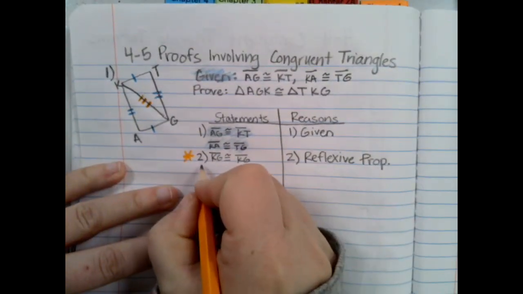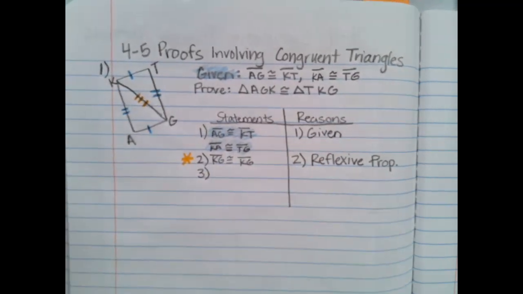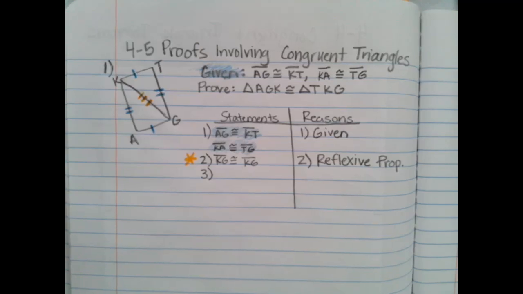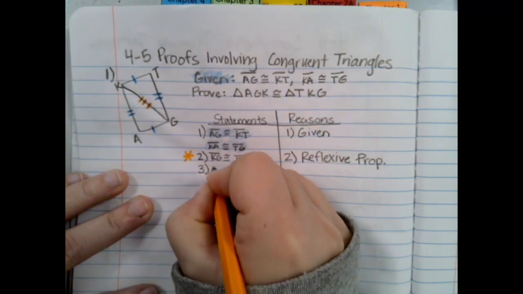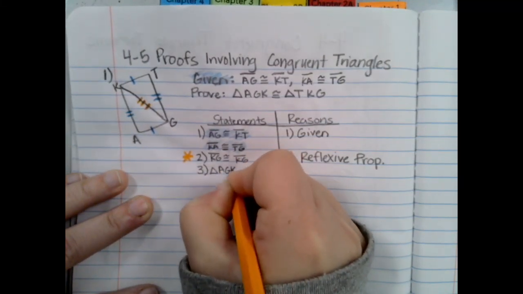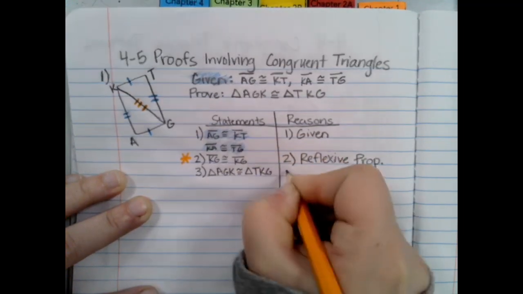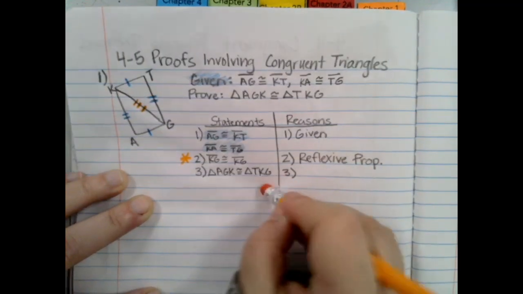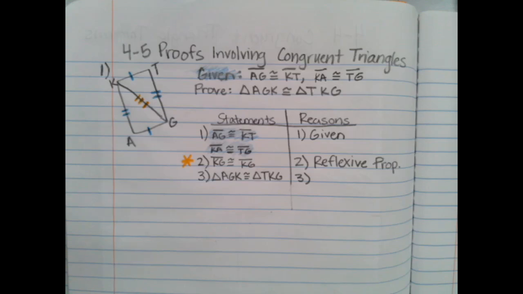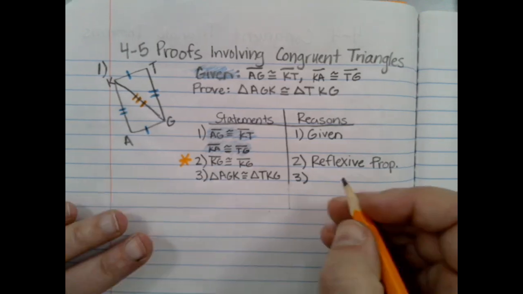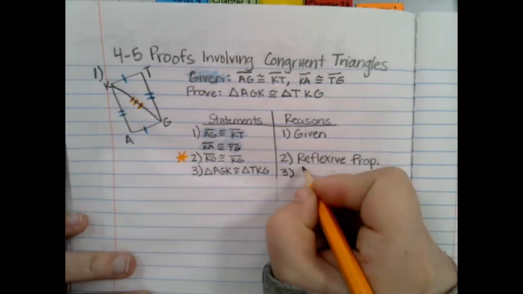All right. Last step, step number 3. Do I now have enough information to say that all 3 sides are the same? Did we mark all 3 sides? Yes. So triangle AGK is congruent to triangle TKG. And our theorem that we're using for that is the one from the foldable. Was it side-side-side, side-angle-side, angle-side-angle, or angle-angle-side? What? We marked angles? Nah, just sides. So just the side-side-side.